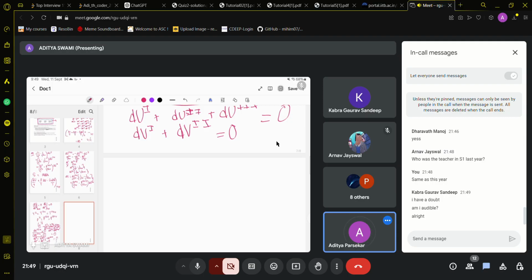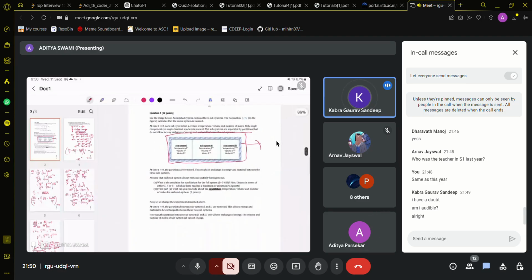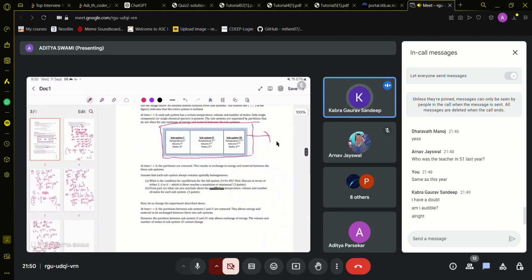Hello. Yeah, it's audible. Okay. Can you go up to the question once? Sure. Yeah. In the A part of the question, they are asking what is the condition for full equilibrium of the system, and they are asking us to discuss it in terms of A, S, or G. So, like in the class, when we have talked about equilibrium, they tell us that A has to be minimized in equilibrium. If we want to reach equilibrium, A has to be minimized, right?